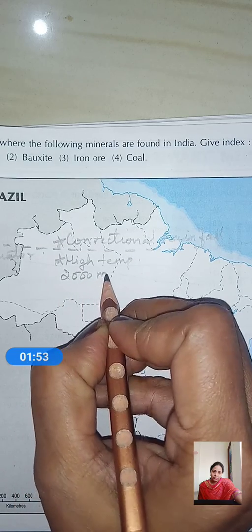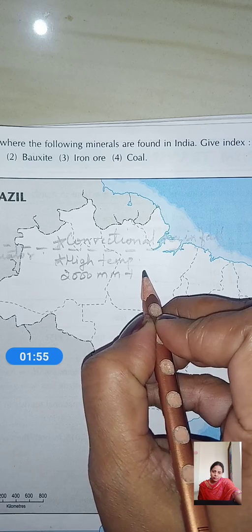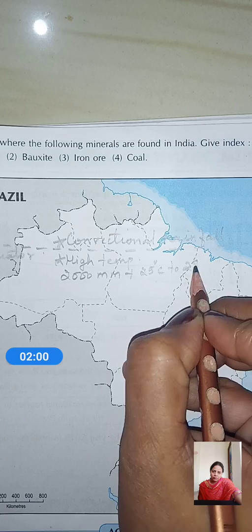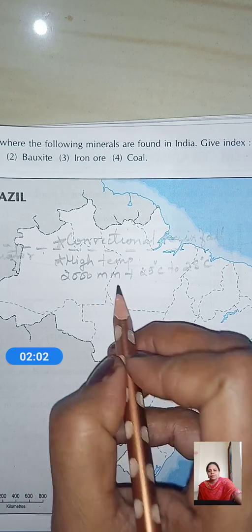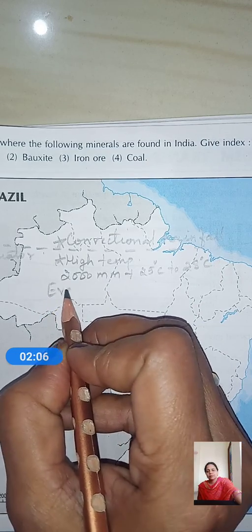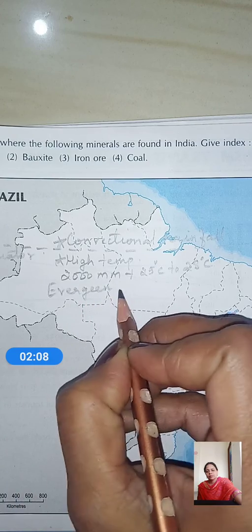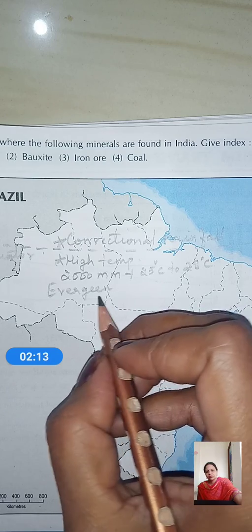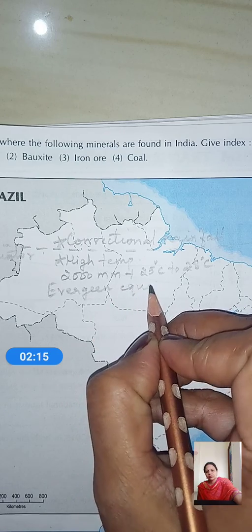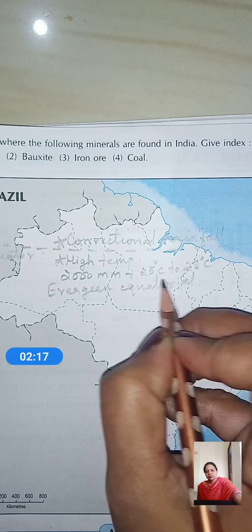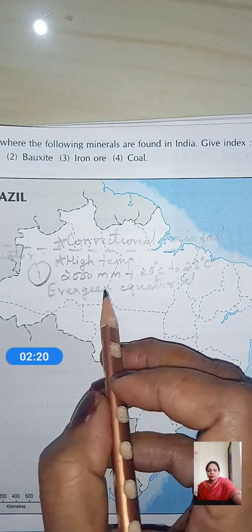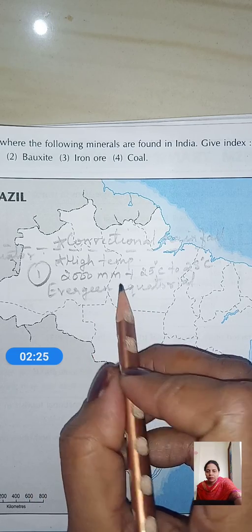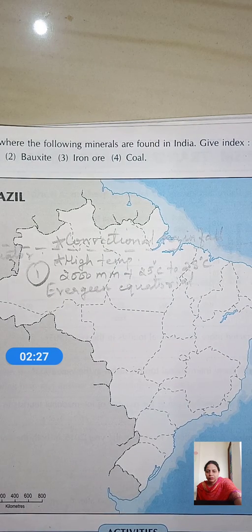2000 millimeter of rainfall plus average temperature ranging between 25 degrees Celsius to 28 degrees Celsius. So, due to this, evergreen equatorial forest is found in this region. This is the first type of vegetation of Brazil in the northern part, that is evergreen equatorial forest.